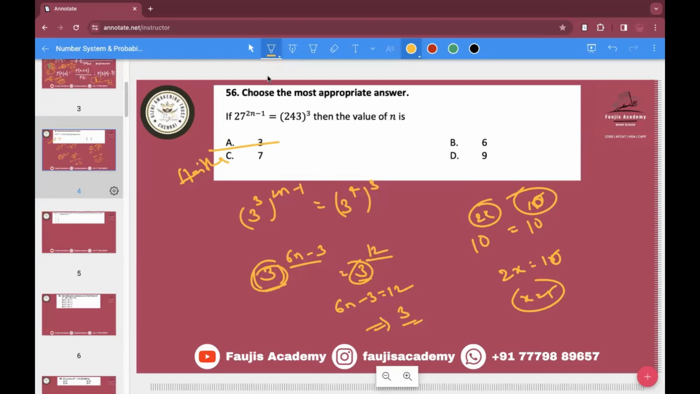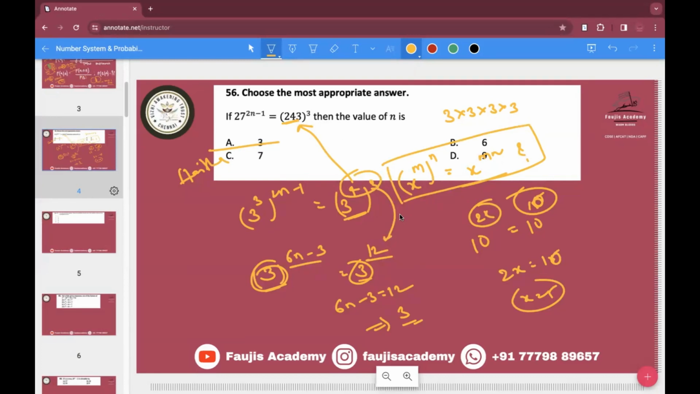Sir, 3 power 12 is 243 whole power 3. Yes, 3 raised to the power 4 is 243. We know that x to the power m into n is nothing but x to the power mn. By this we have written this as this.